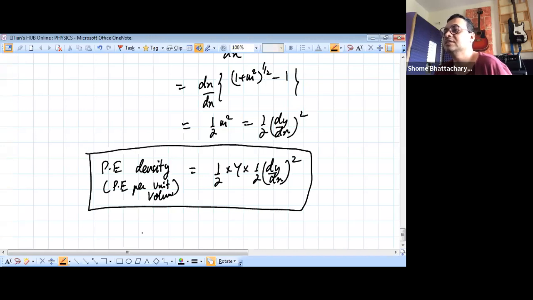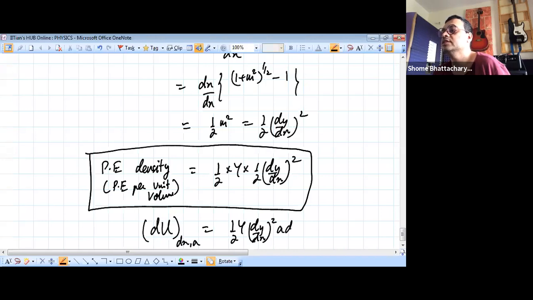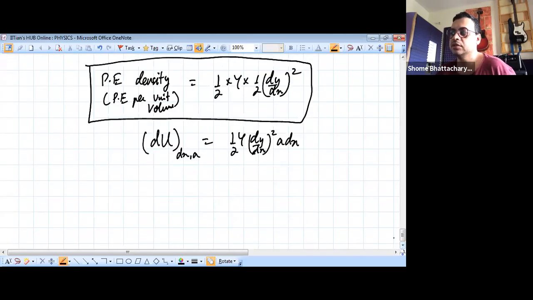So if you want the potential energy of a section of the string which had a natural length dx, and the area of cross section of that string is some small a, that will become half of Young's modulus into (dy/dx) at that point, whole square, into area of cross section into dx. That is the energy of that section at that instant, at that time, at that position.